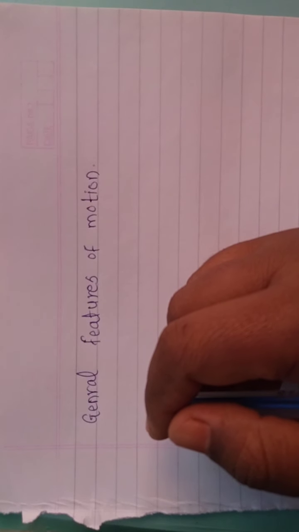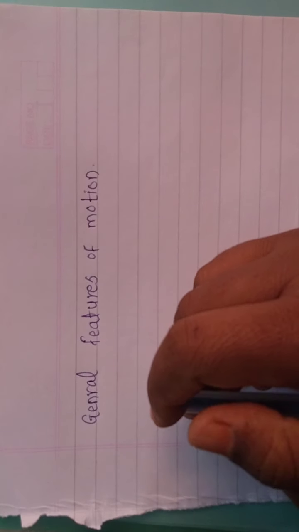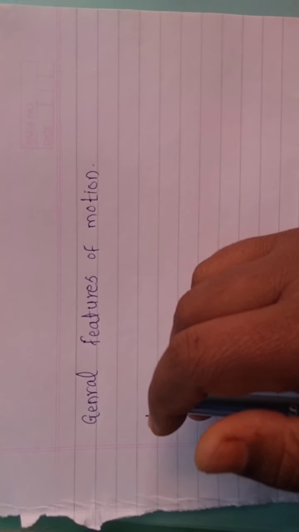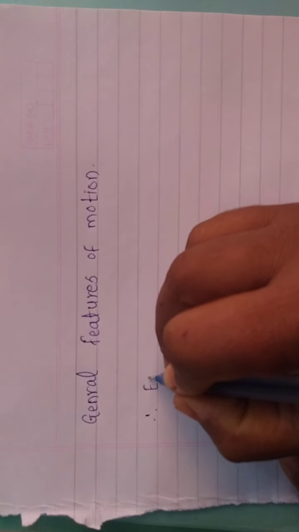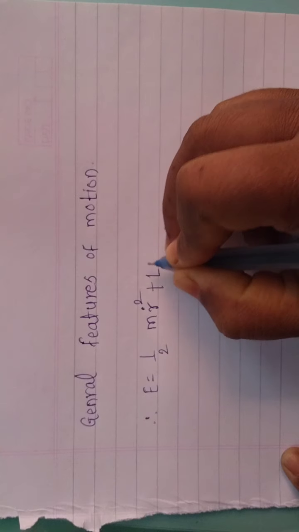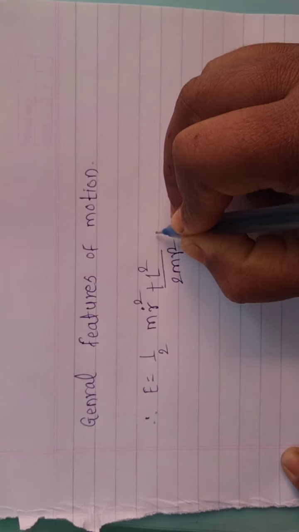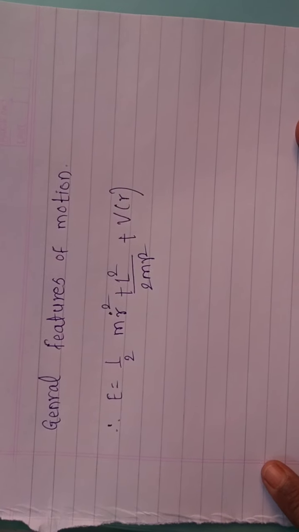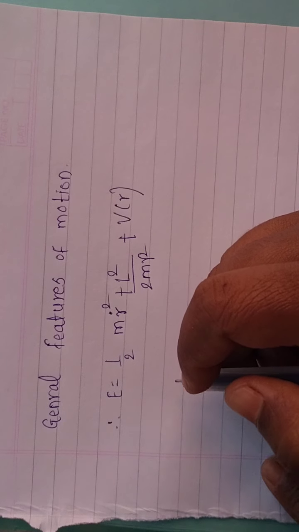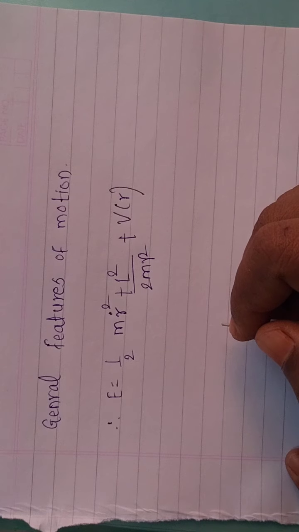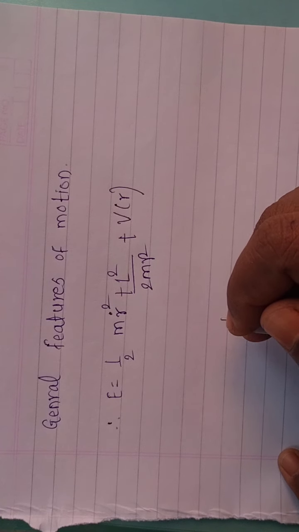When a particle is moving under central force, then the total energy of the particle is conserved. This energy is conserved under the action of central force. So this energy is given by E is equal to 1/2 m r dot square plus L square over 2 m r square plus V(r). This is the total energy of the particle which is conserved under the action of the central force field. So this total energy can be reduced to one dimensional motion in r.